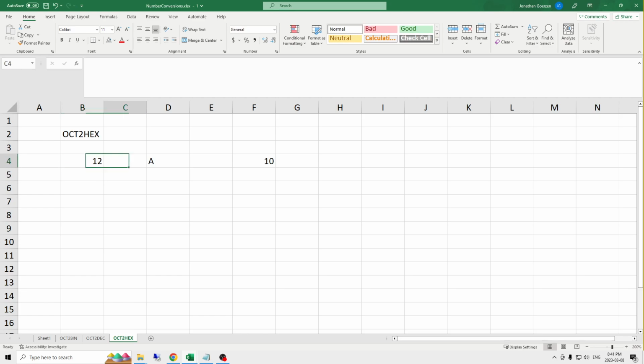For example, 1, 2 is going to show the value A. It's equal to 10 in decimal, A in hexadecimal, and 1, 2 in octal. So there's a little bit of interesting bits and bytes. Pun intended.